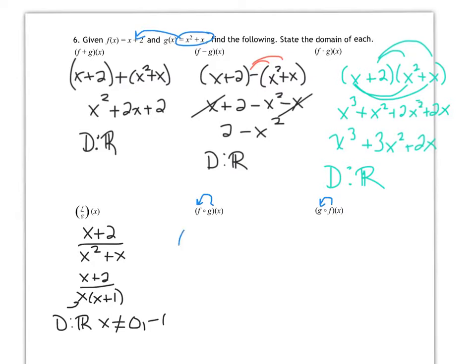So everywhere we see an x in the f function, so in the f function it's x plus 2, but instead of x, I'm going to write x squared plus x, which is the g function. So we're putting the g function into f. There's only one x, so we only put the function in one spot. So that's x squared plus x plus 2, which again is just a polynomial, so there's no domain restrictions to that.